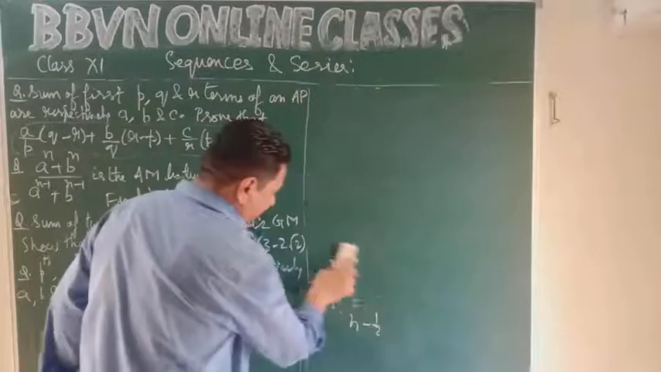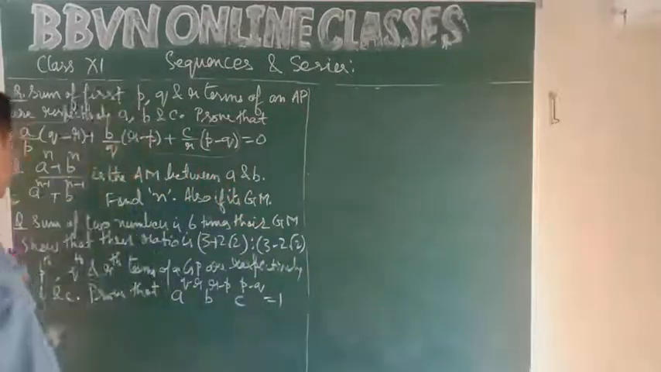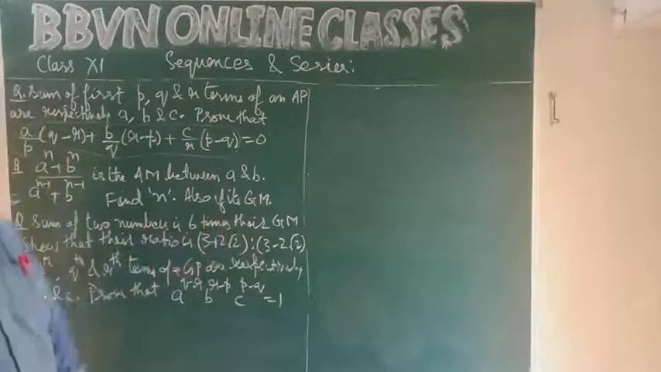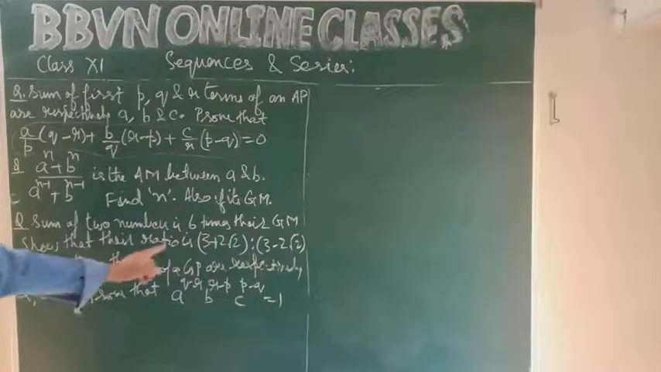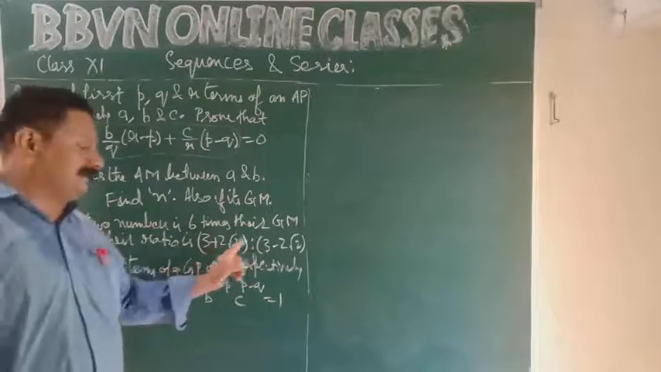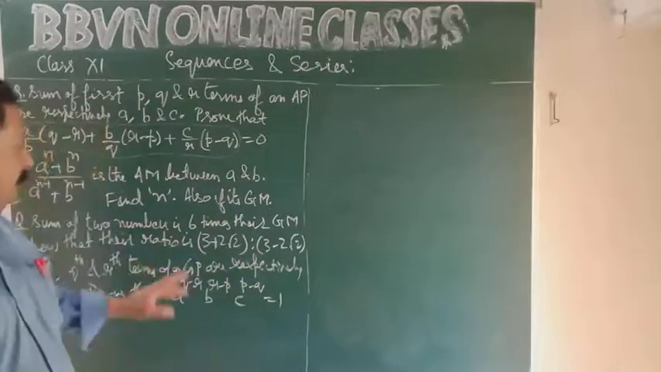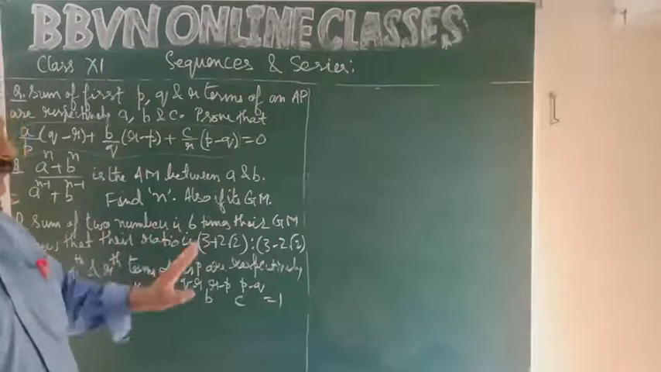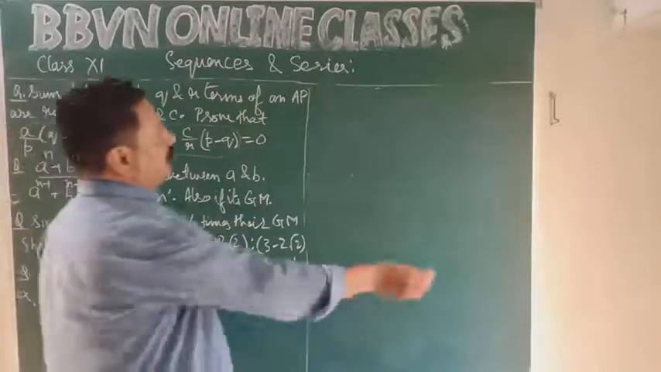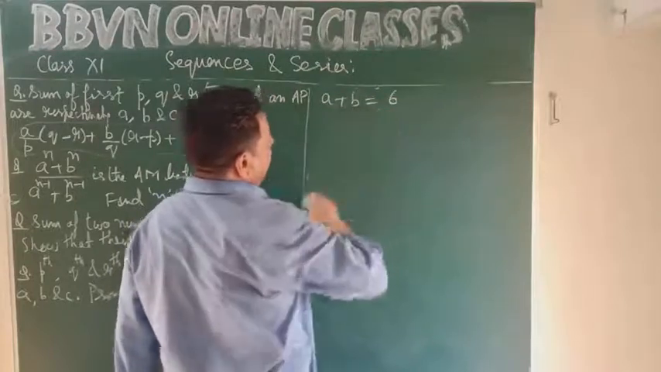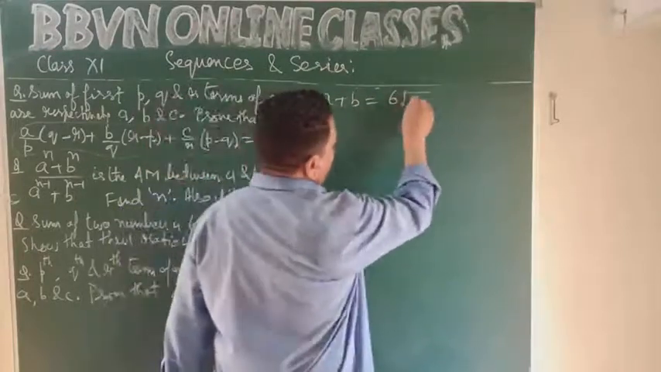Coming to another question. The question says sum of two numbers is 6 times their geometric mean. You have to show that the ratio between the numbers is this: 3 plus 2 root 2 ratio 3 minus 2 root 2. Any two numbers, the sum of the two numbers is 6 times their geometric mean. Let the two numbers be a and b, so their sum a plus b is 6 times the geometric mean of a and b, which is under root ab.